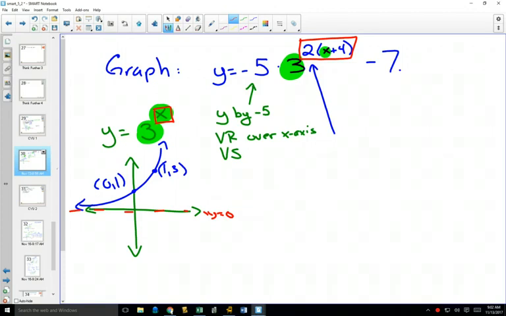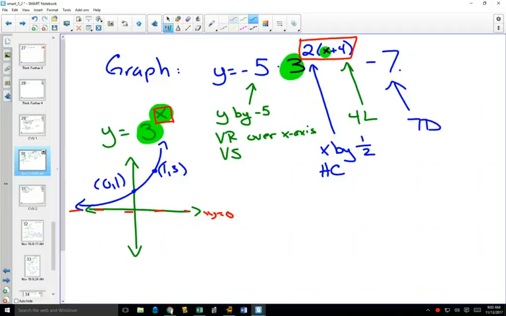So that 2 is going to multiply our x values. What are we going to multiply x by? Do you remember how to do horizontal stretches and compressions? 1/2. Right? All of our horizontal compressions, we're multiplying by the reciprocal. And so we could call this, it's not a horizontal stretch because we're multiplying by 1/2. It's a horizontal compression. The 4 is going to move 4 units to the left. And finally, the 7 units down. I like that.